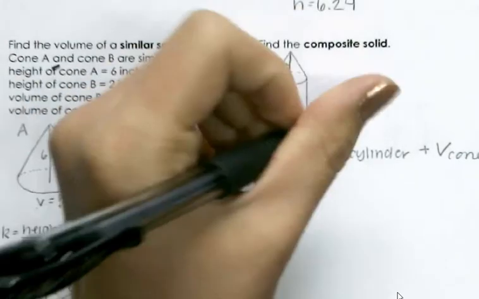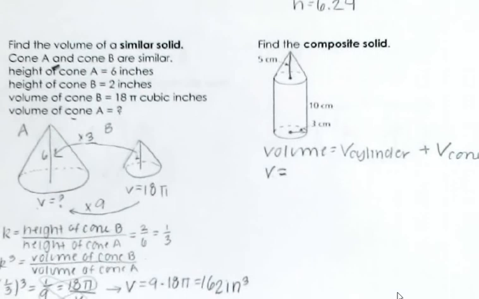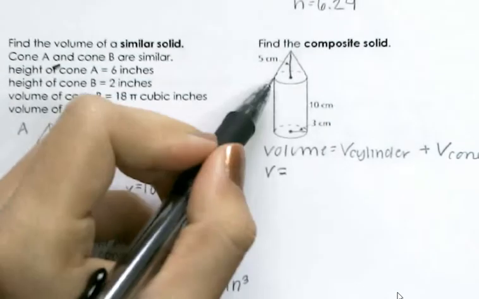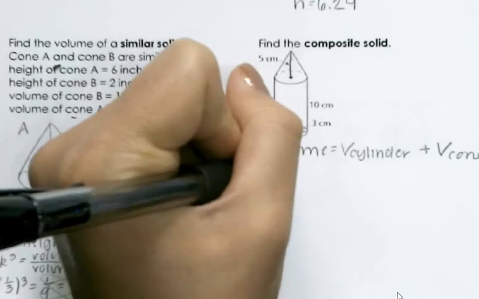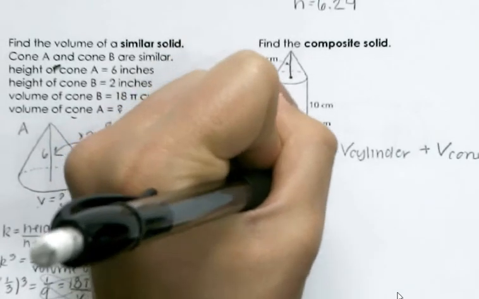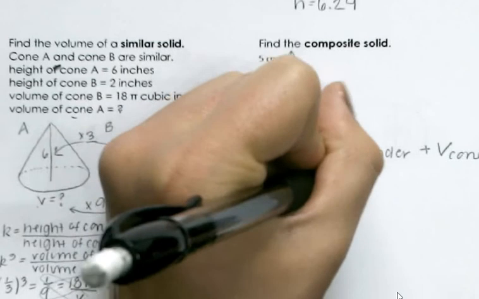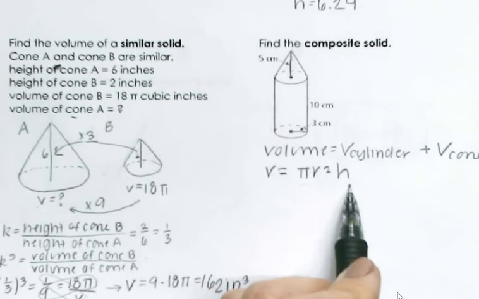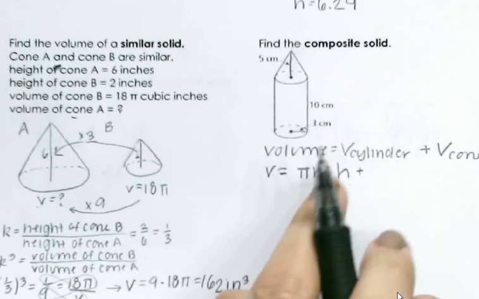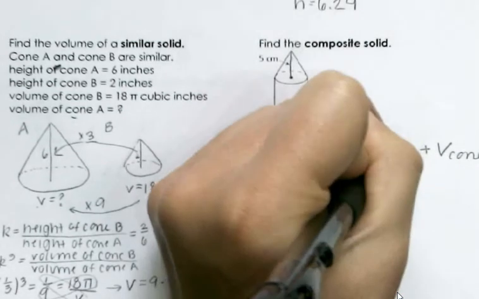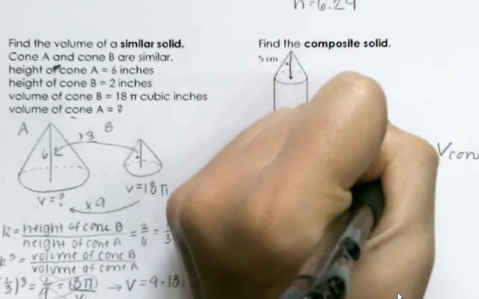I'm just going to write a little reminder about what those equations are again. So volume, I'm just going to write as V. The volume of the cylinder, again, we get by taking pi r squared times h, because that's our base times our height. Plus the volume of the cone, it's similar to a cylinder, but we have to take a third of the pi r squared h.